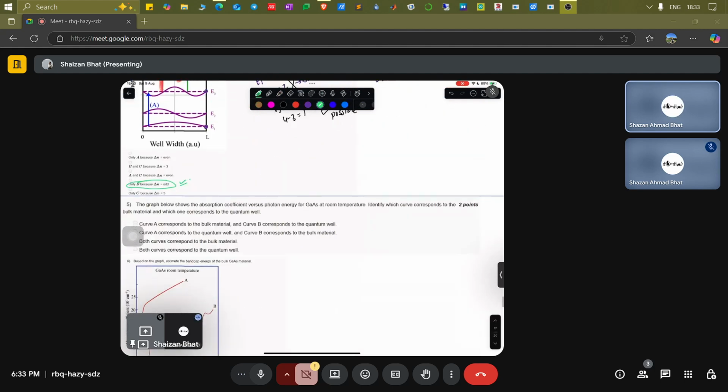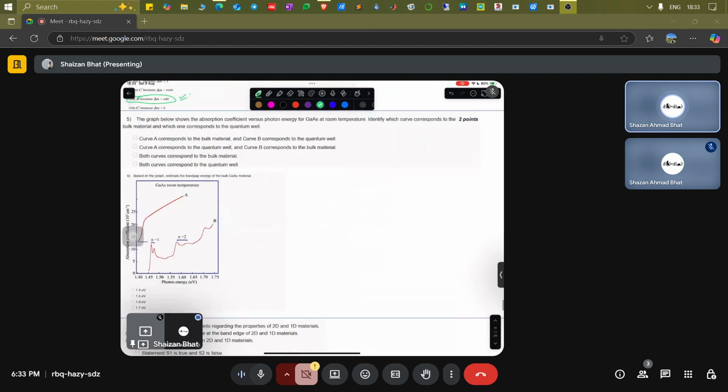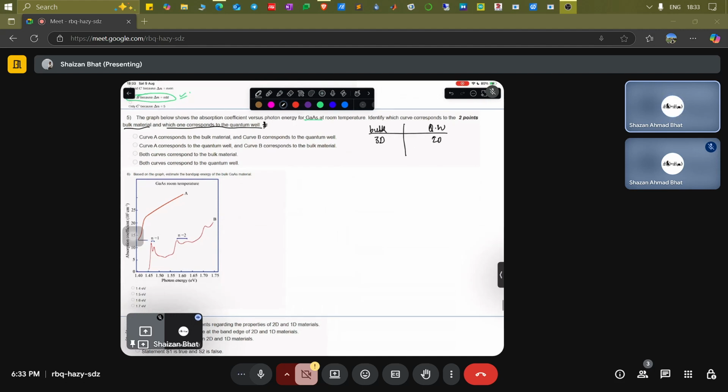Okay, and the graph below shows the absorption coefficient versus photon energy for gallium arsenide. Identify which curve corresponds to bulk material and which corresponds to the quantum well. So we have to differentiate which one is 3D and which one is, let's say, 2D.